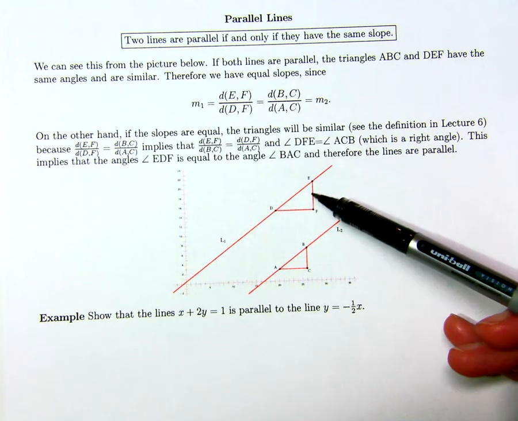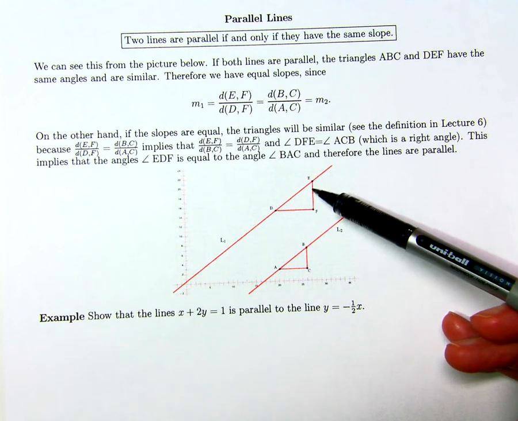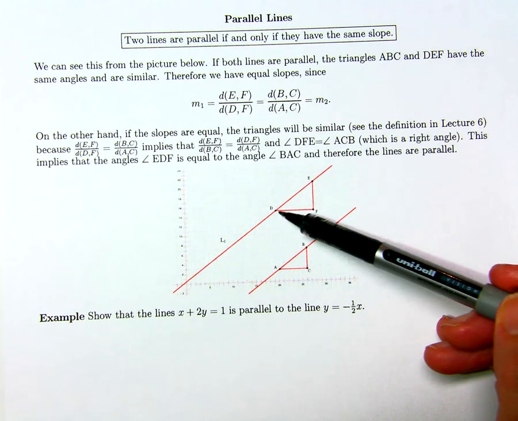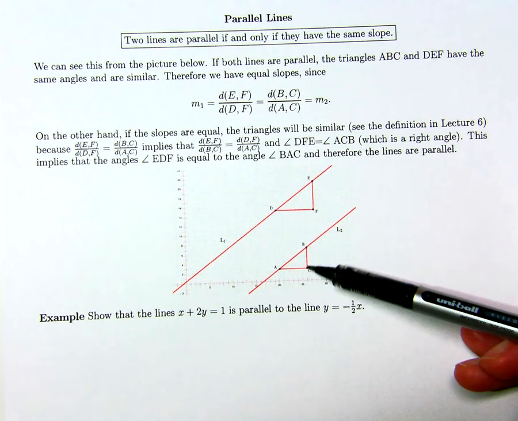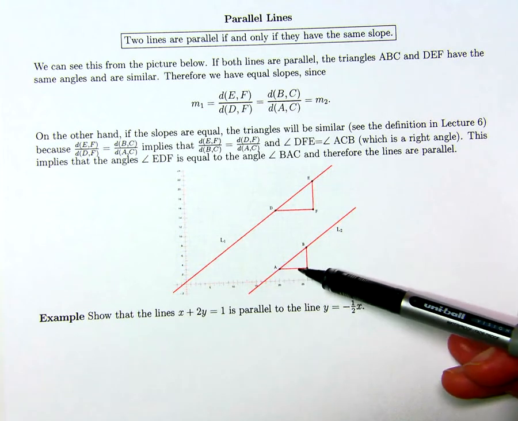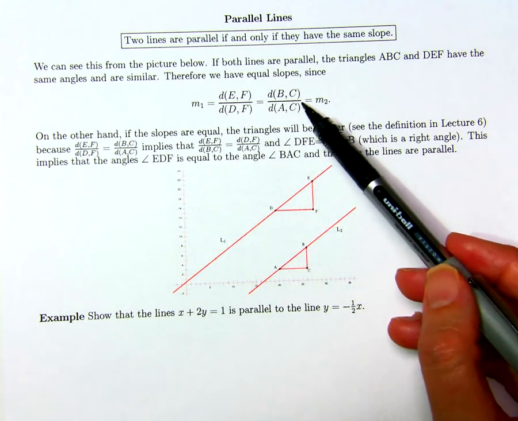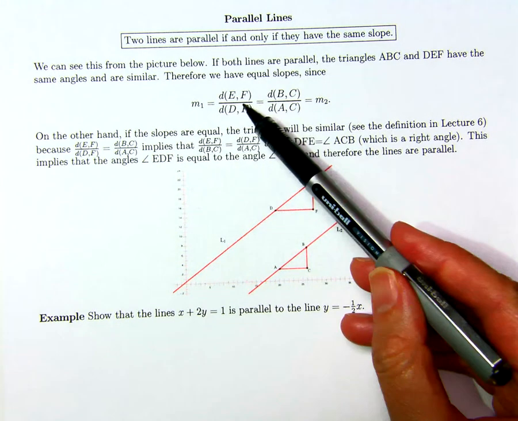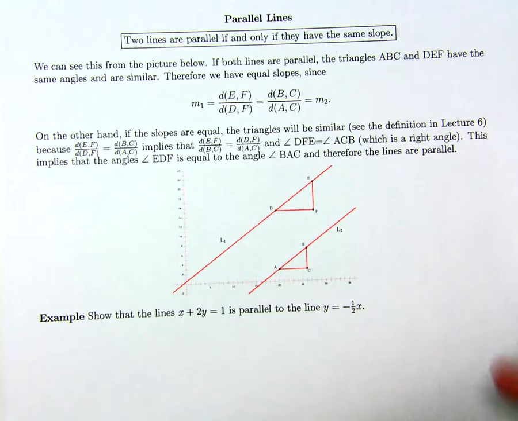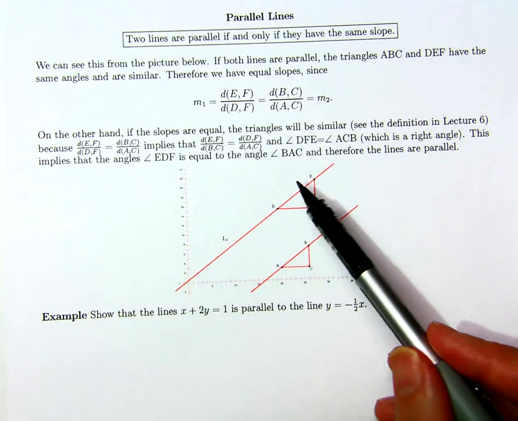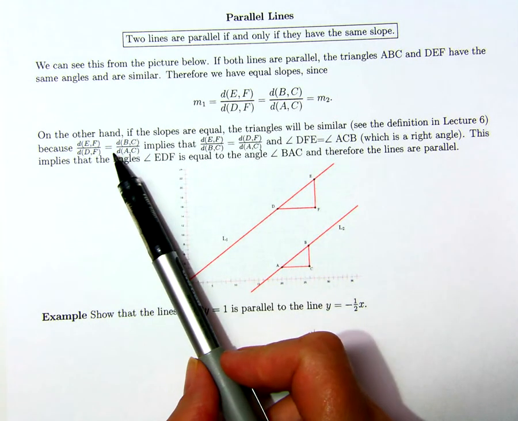since for similar triangles the quotient of the length of this side over the side DF should be equal to the quotient of the length of the side BC over AC. And so this is exactly the slope of this line, and the quotient here is the slope of this line, so we should have both slopes are equal. M1 should equal M2.